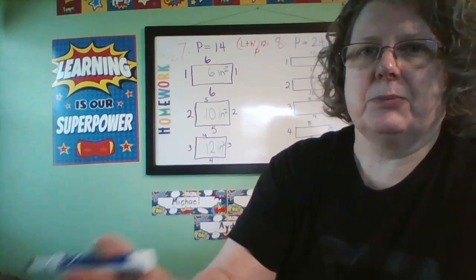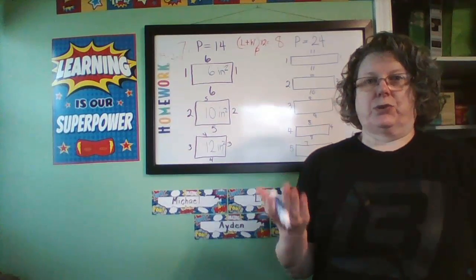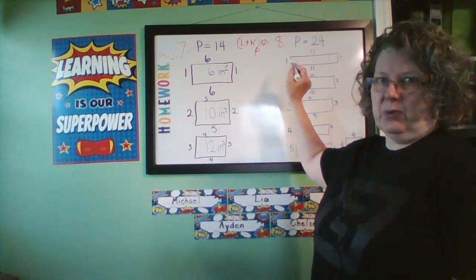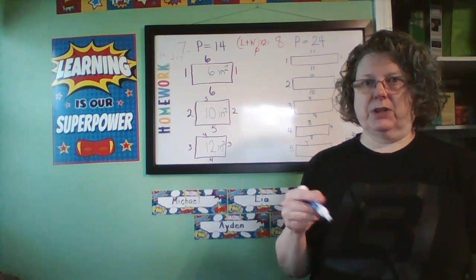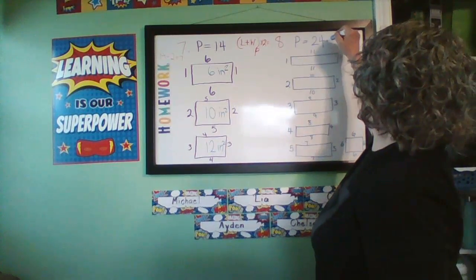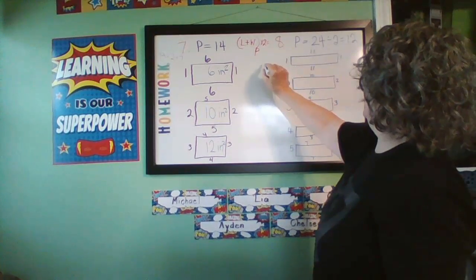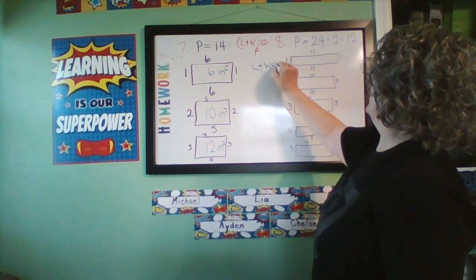Okay, now for number 8, our whole perimeter is 24. So what does that mean? That means that one length and one width, when I add them together, have to equal 12, because 24 divided by 2 is 12. So one of my lengths plus one of my widths has to equal 12.